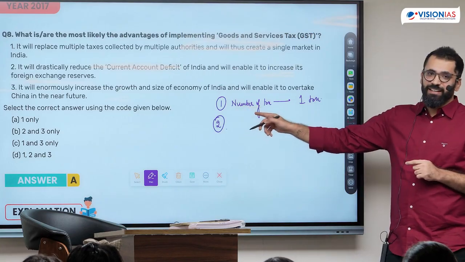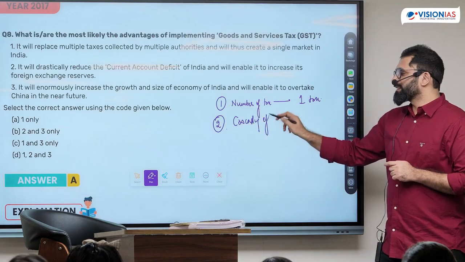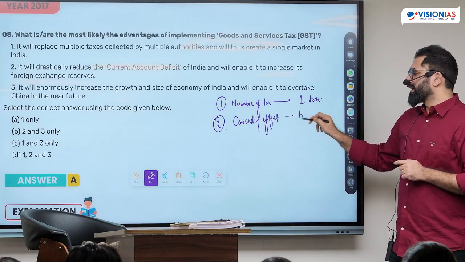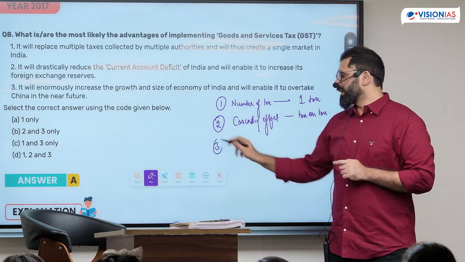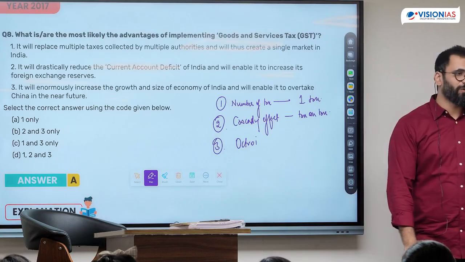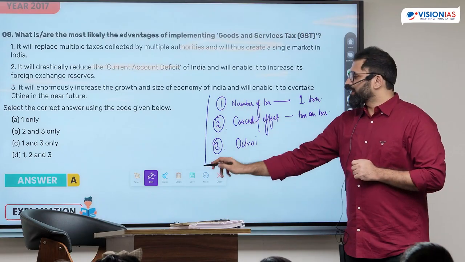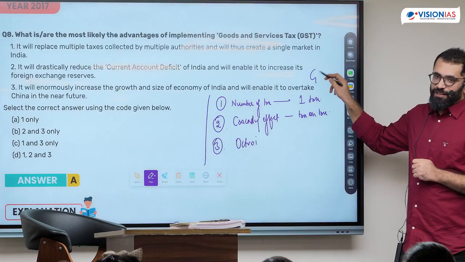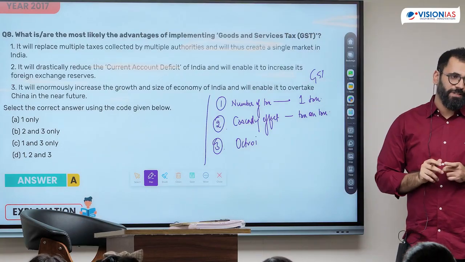Then what else? Cascading effect, tax on tax. Anything else? Not interest. The major problem was entry tax. From one state to another, there is entry tax, and administrative issues. These three have now been replaced by one GST, right? The general idea of GST, no features, because the question asks about the advantages of implementing it.